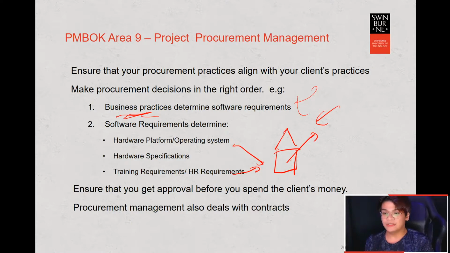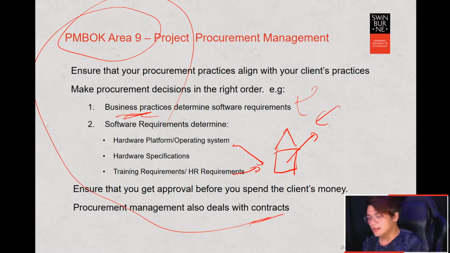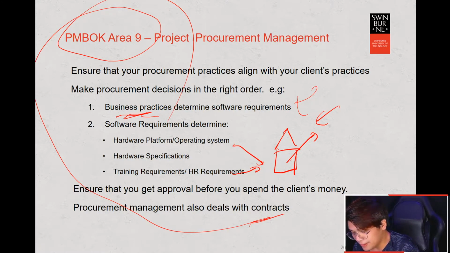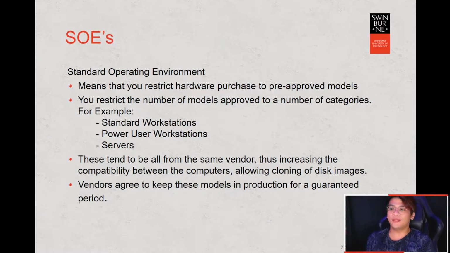Procurement management also deals with the contract. It's also included inside area number 9. So what is the standard operating environment thing? Standard operating environment, which is SOE, means that you restrict hardware purchase to pre-approved models. Maybe that company only uses Dell, maybe that company only uses Acer, who knows. You restrict the number of models approved to a number of categories, for example, standard workstation, power user workstation, and server. Maybe that company only uses a Linux server. You cannot buy them a Windows server.